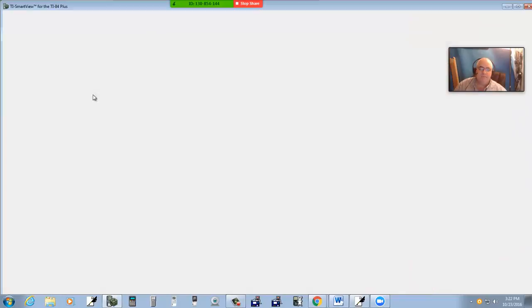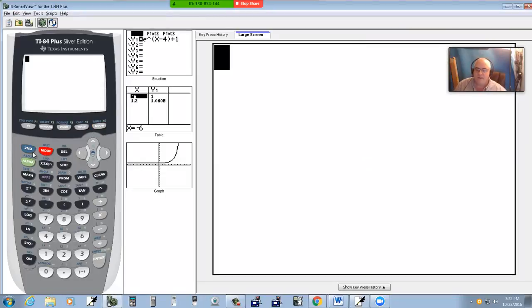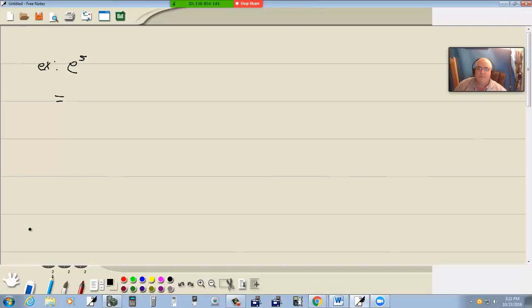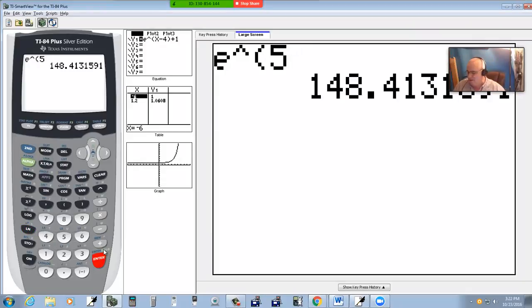5th power. So I exit out, do second mode, E, you do by second ln again. This is natural log actually. And then we put 5 in and then press enter. And that gives us our answer.